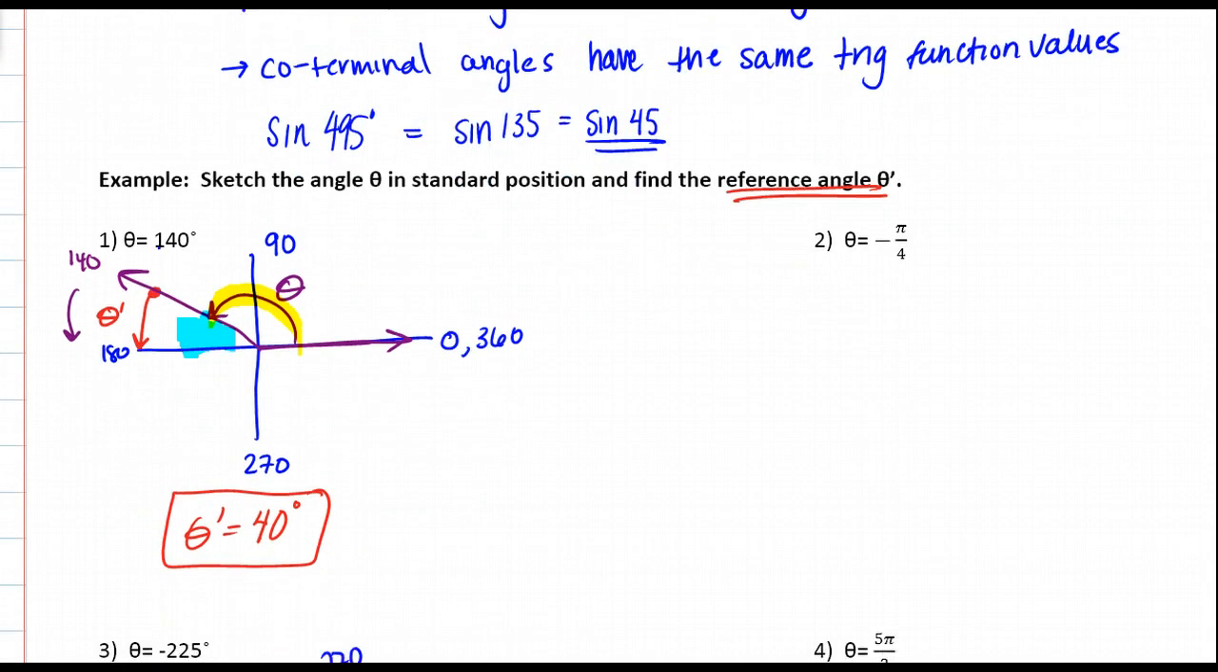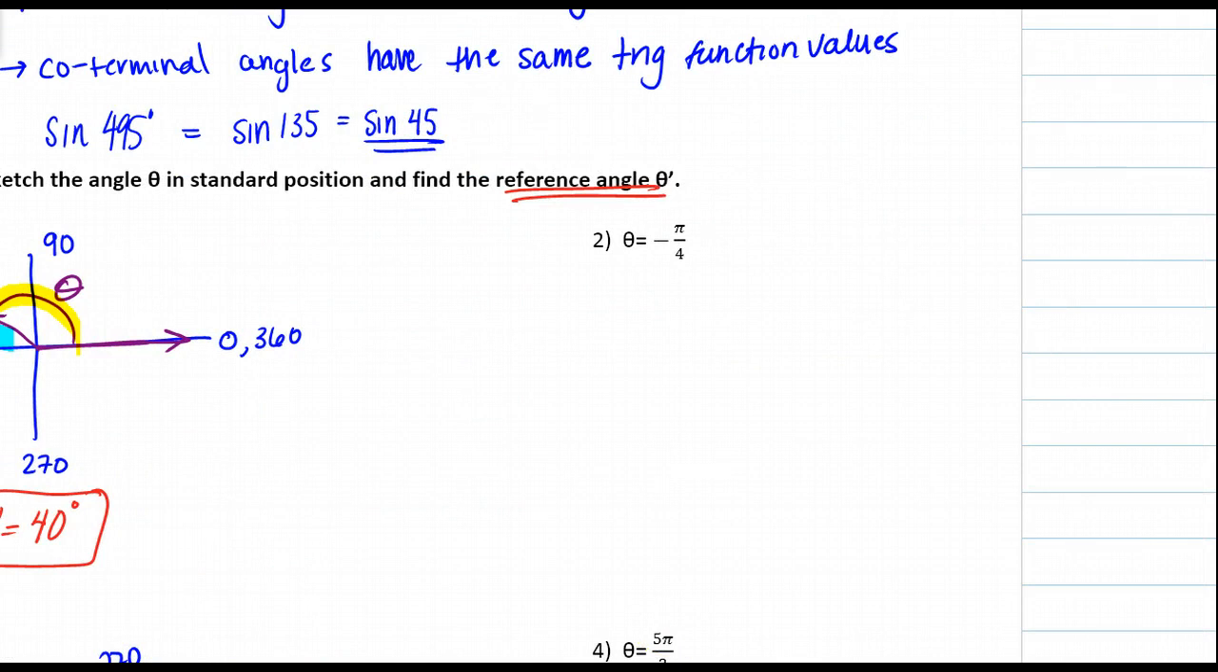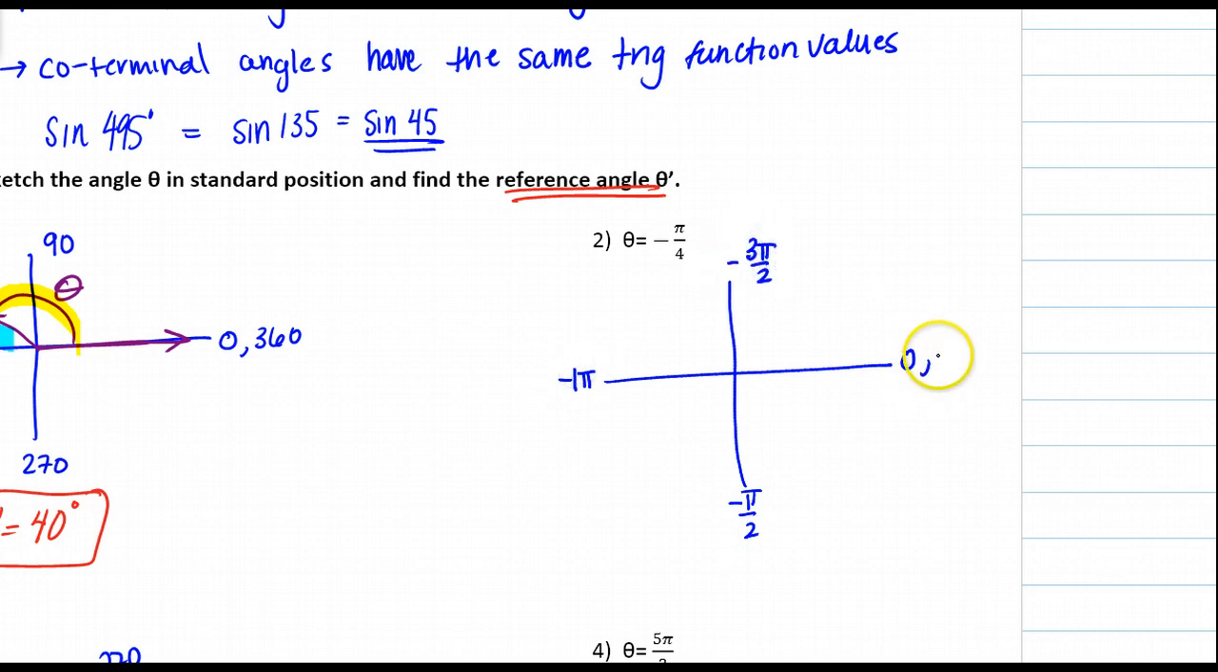Okay, so let's do some in radians. Again, I need my axis, so I'm going to label it here. I'm going in the negative direction, so I'm going to go negative pi over 2, negative 1 pi, negative 3 pi over 2, and negative 2 pi. And again, the negative really just means in that direction. So I'm traveling pi over 4.